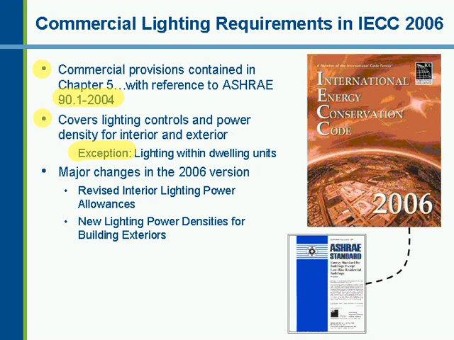There are a couple of major changes in the 2006 version of the IECC compared to previous versions. One is that the interior lighting power allowances have been revised. Now, the numbers haven't changed in stringency from previous versions, but the format has been revised such that you only have one table instead of two, and we'll talk about that in detail later on. The other one is that whereas previously there were very limited requirements for the exterior lighting in terms of controls and power densities, there's now a brand new, very detailed section for exterior lighting power developed through the ASHRAE process, which has been adopted by IECC 2006 as well.